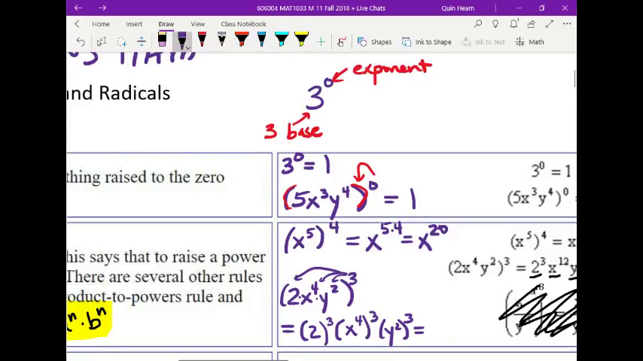Then 2 to the 3rd is 2 times 2 times 2, so that's 8. x to the 4th raised to the 3rd power is raising a power to a power, so we multiply the exponents, and we get x to the 12th. And y squared to the 3rd, again raising a power to a power, we multiply the exponents. 2 times 3 is 6. So we get 8x to the 12th, y to the 6th.